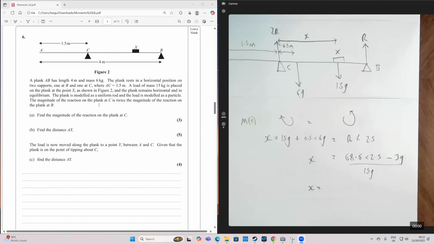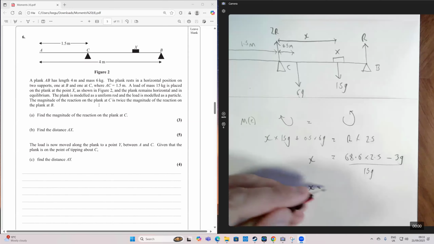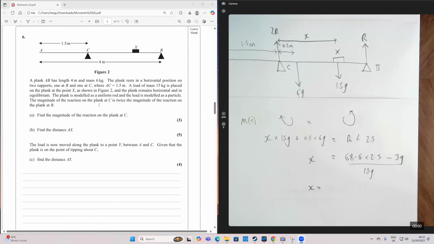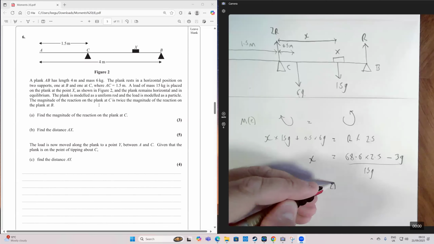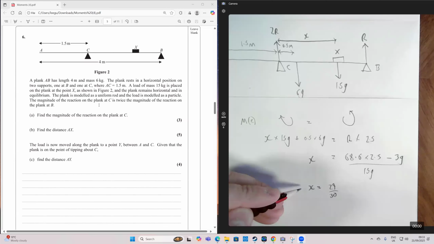So that is 68.6 times by 2.5 minus 3 times by 9.8. And that whole thing is over 15 times by 9.8. And that gives us 0.96. So that gives us x is equal to, well, let's have a look what that is. That's actually 29/30. And we want to know the distance.